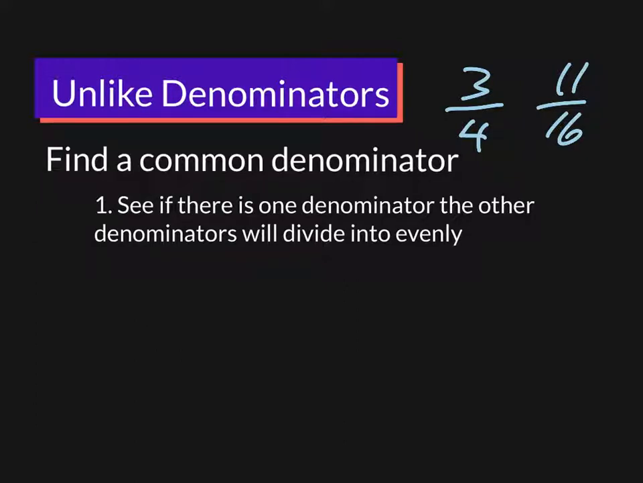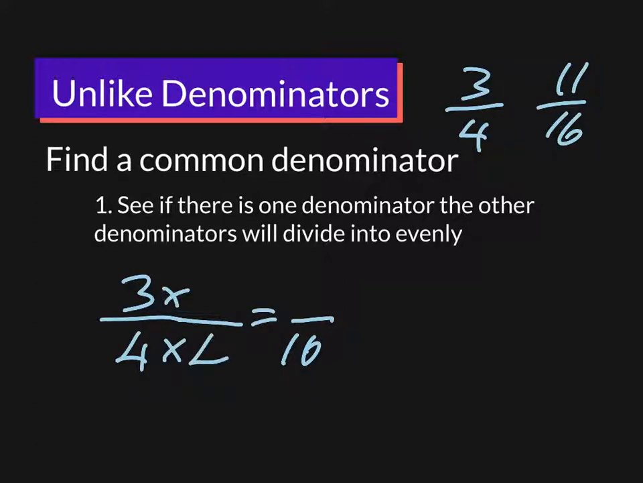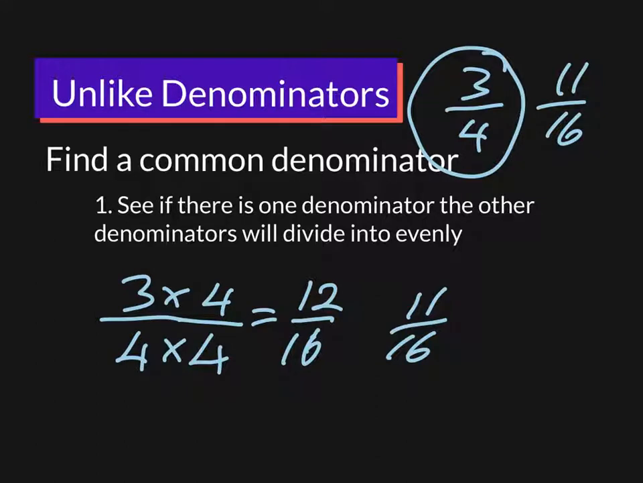Well, yes, they will. 4 divides evenly into 16, so we can make an equivalent fraction with 16 in the denominator. Okay, so 4 times what number gives you 16? It's 4. So then we go 3 times 4 is 12, so 12/16 is an equivalent fraction. And 12/16 or 11/16, which one's bigger? Well, 12/16 is bigger, so that means 3/4 is bigger.